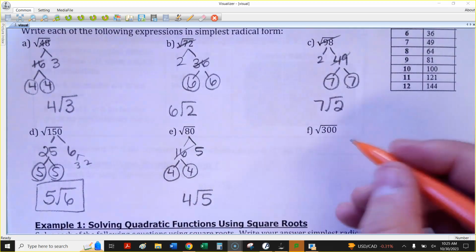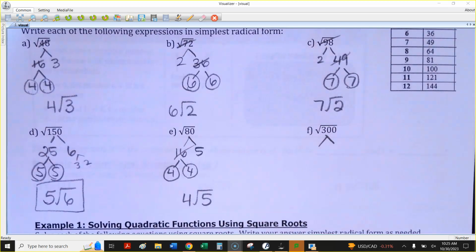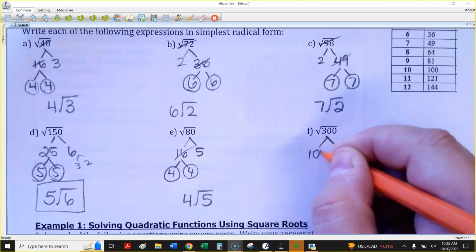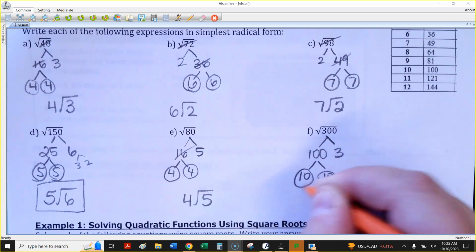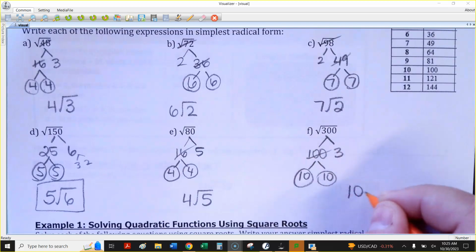I've got one more. What might be a good way to break down 300? What do you think? Yes, for sure. 100 is a big perfect square. 10 and 10, there's your partners. And the 3 stays under the square root.